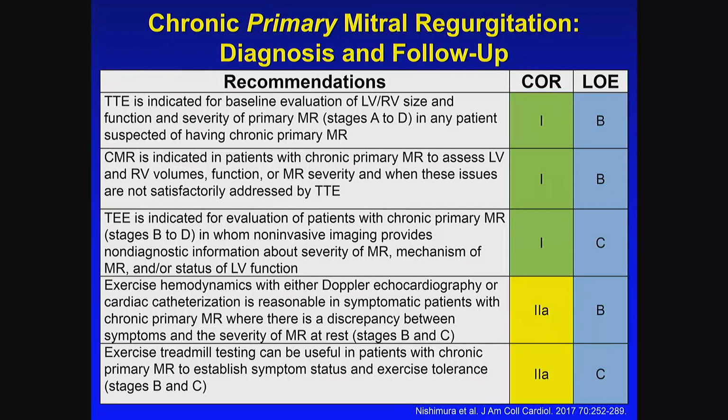Class 2A recommendations are notable for using exercise hemodynamics if there is discordance between the images and the clinical symptoms of a patient with mitral regurgitation. In addition to exercise testing, we can use cardiac catheterization to better outline the hemodynamic disturbance of the valve and determine if the timing is right for surgery.